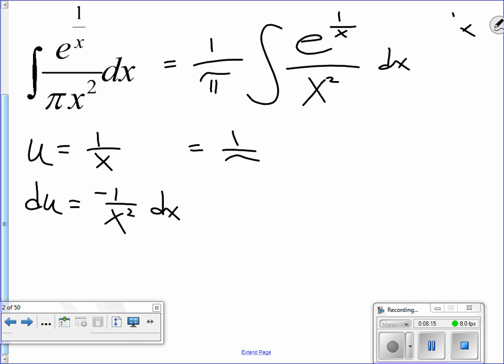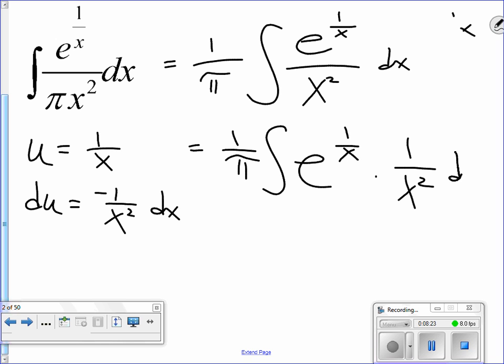So what we have so far, if I pull it apart, I've got an e to the 1 over x times 1 over x squared dx. You need a negative 1. Okay, so on the outside we have a negative 1 over pi. And in terms of u and du, what do we have? U du. Nice.